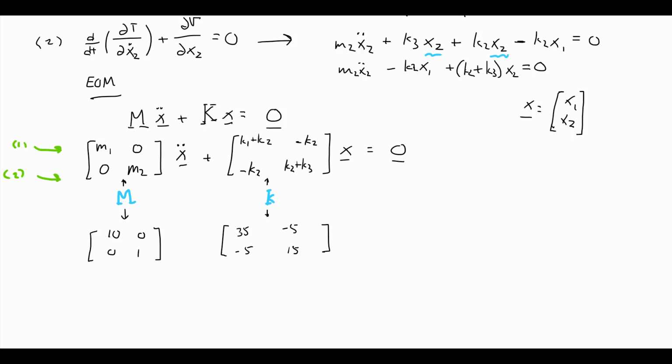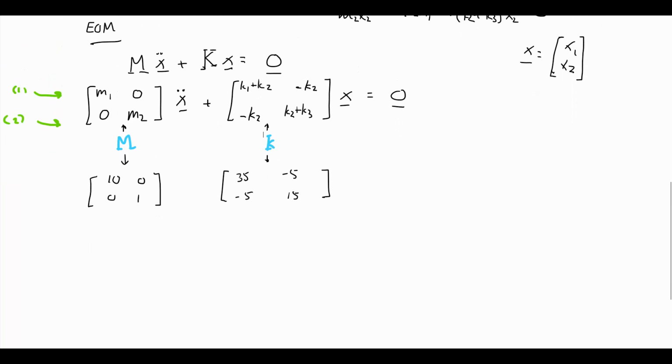If we look at K, we don't look at the main diagonal, doesn't matter, but the two off diagonals are both negative K2, or numerically negative 5. So yes, K is also a symmetric matrix. So that's a good first check before we go further in our problem to test our modeling. So we have our equation of motion written in this matrix form. So now we can go to our identify step.